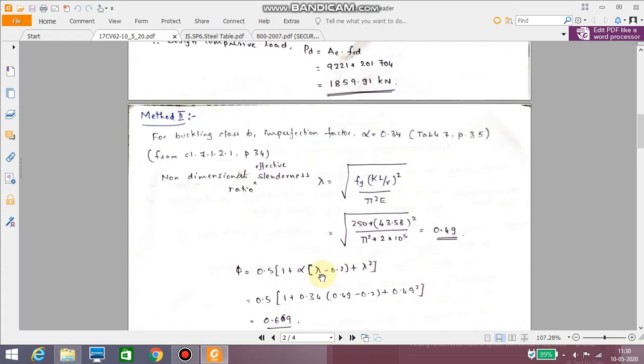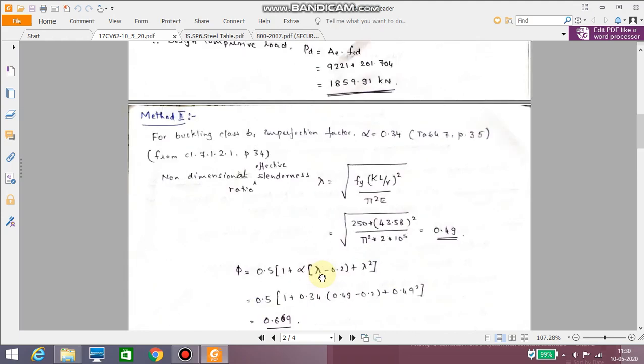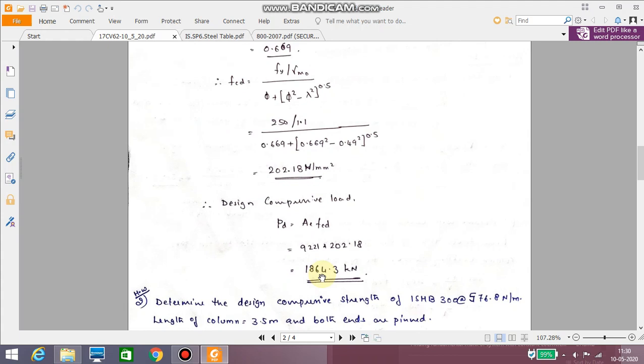From the previous method we got 1859.91 kilonewton. Only a difference of about 4.5 kilonewton is there. It doesn't matter. Okay, this is how we can solve the problem.